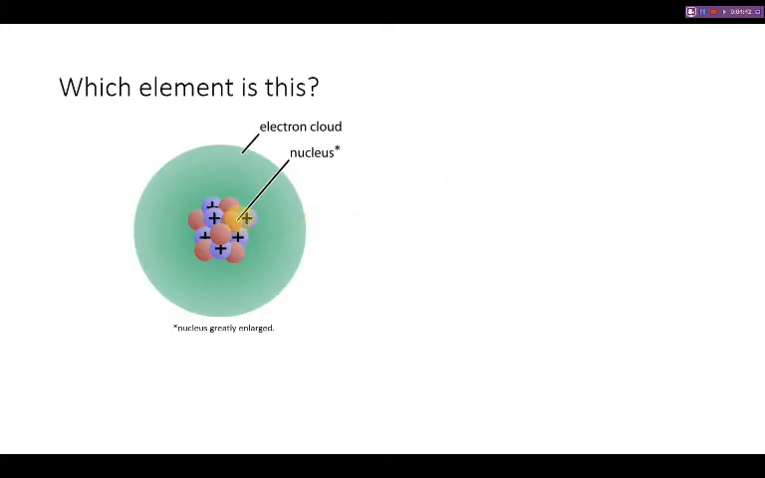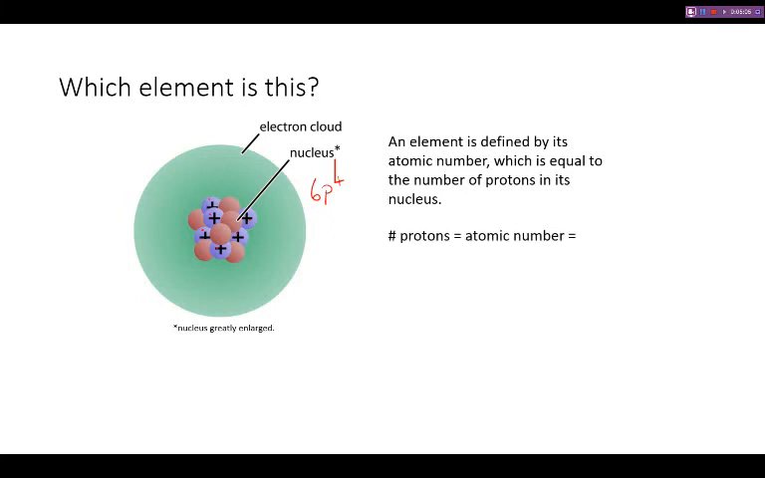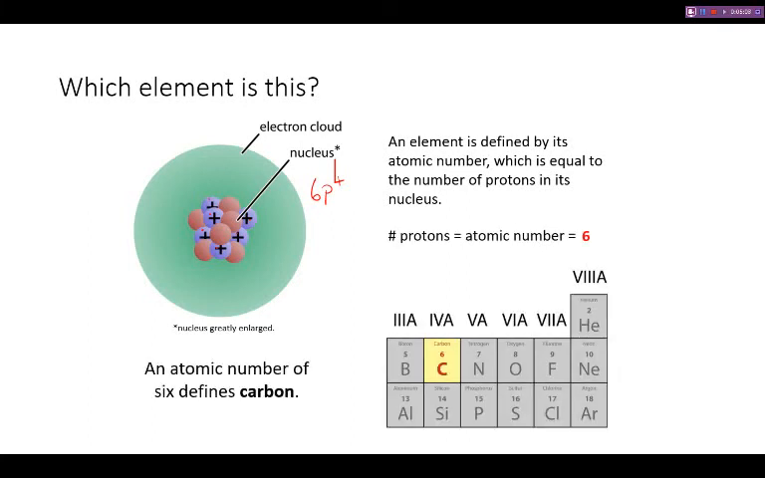So, if we wanted to identify this element, we've zoomed in on it, and we assume that everything is represented. What we see is that within the nucleus we have 1, 2, 3, 4, 5, 6 protons. And since we have 6 protons, that tells us that we have carbon. So an element is defined by its atomic number. The atomic number is the number of protons in the nucleus. In this case, we have 6, so that gives us the element carbon.